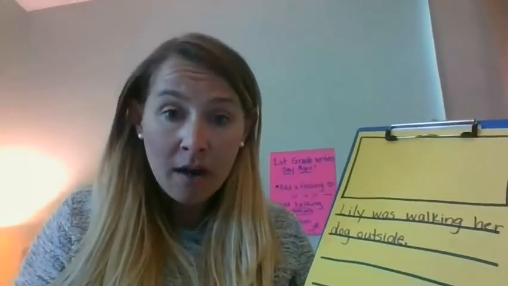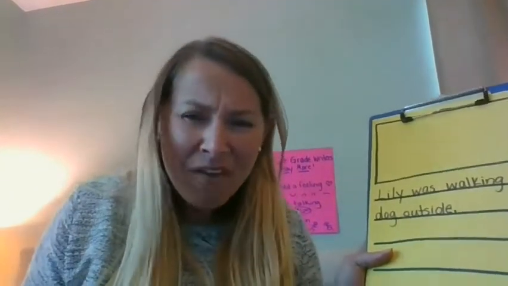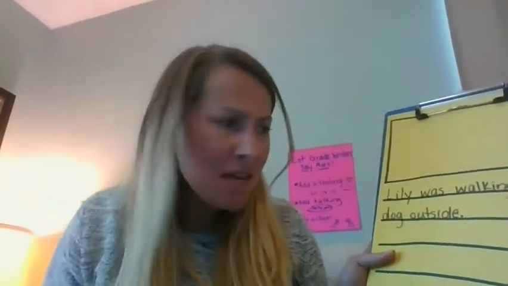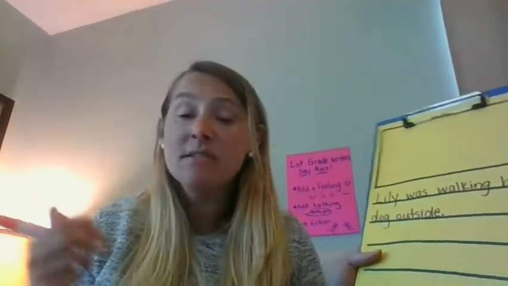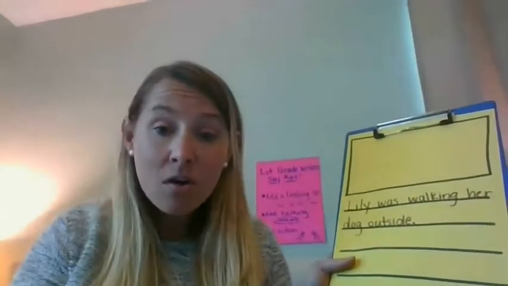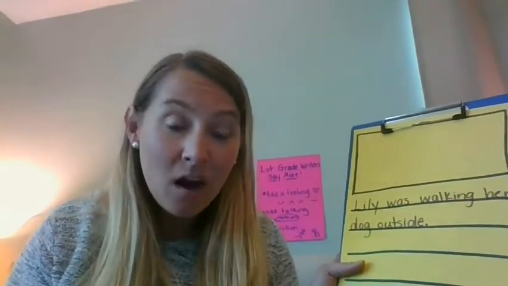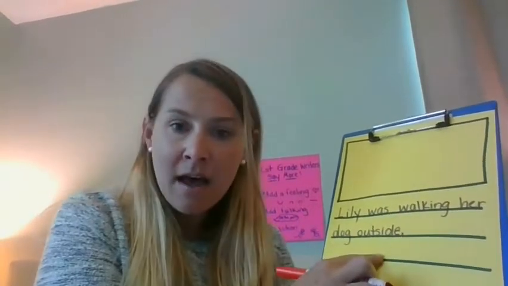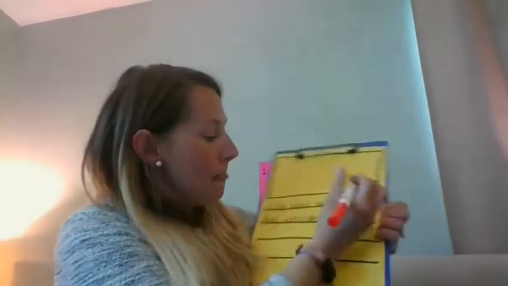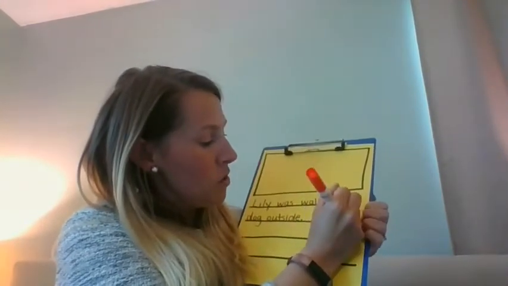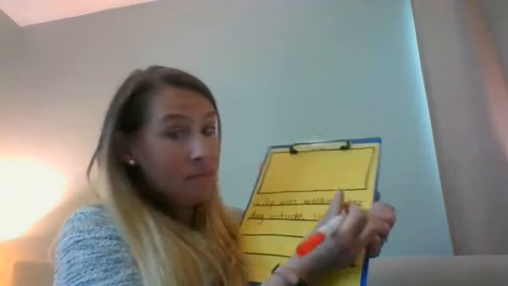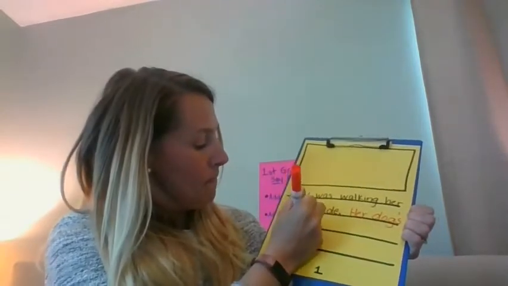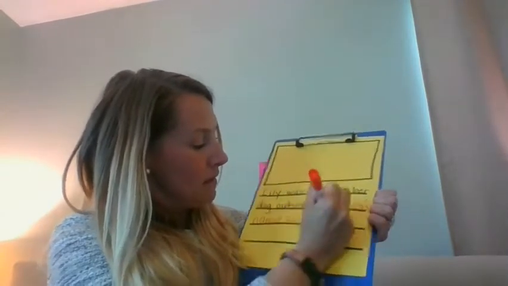Lily was walking her dog outside. My first question is, where are they and what is this dog's name? I mean, I said they were outside, but like, are they outside at a park? Are they outside at her house? What's the weather? So I'm going to add in a little bit more detail. I'm going to say more. Lily was walking her dog outside. I'm going to say her dog's name was Sam.